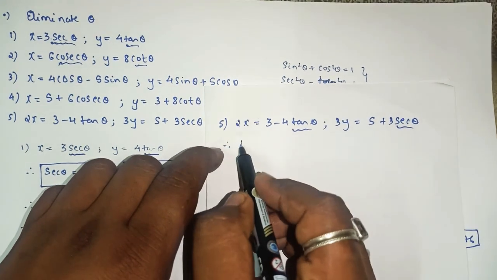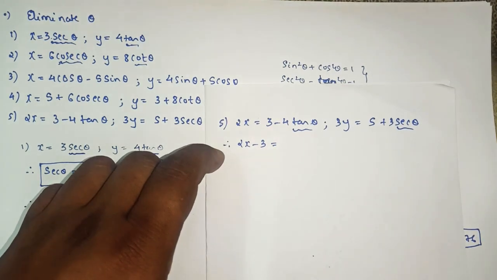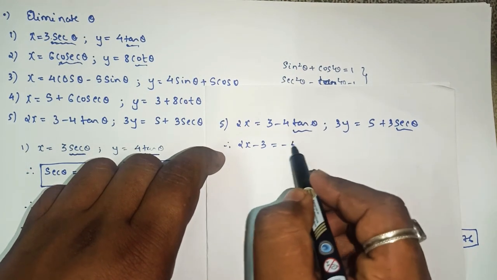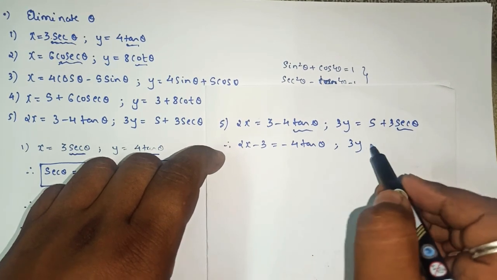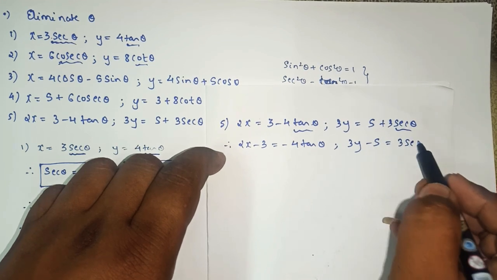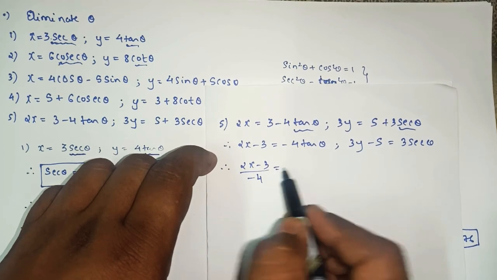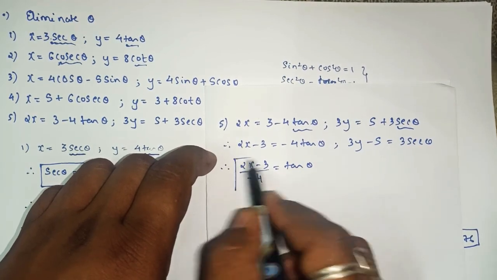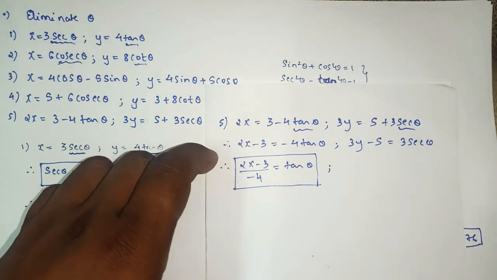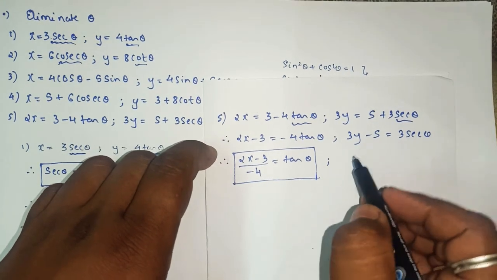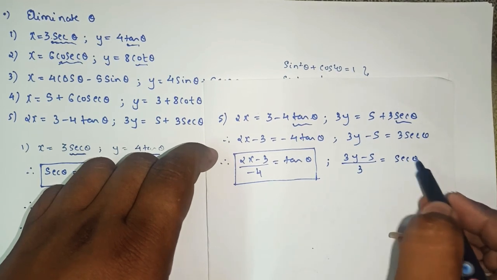So here also we'll do what, we'll bring this plus 3 to the left hand side. Yes or no? So here this will be minus 4 tan theta. We'll bring this plus 5 to the left hand side. Okay, then after that we'll bring this minus 4 to the denominator. So here you will get one value of tan. Yes or no? Then we'll bring this 3 to the denominator. So here you will get one value of sec.